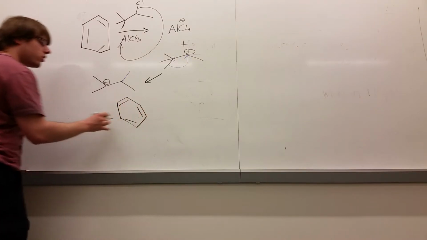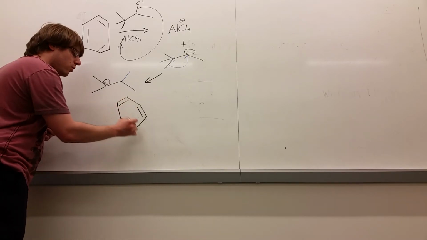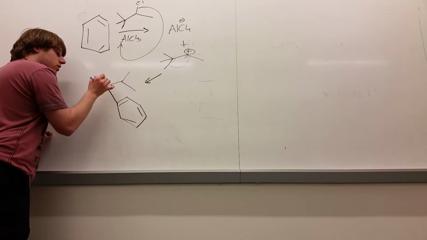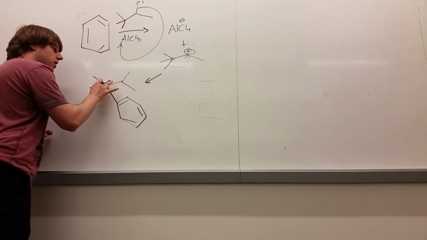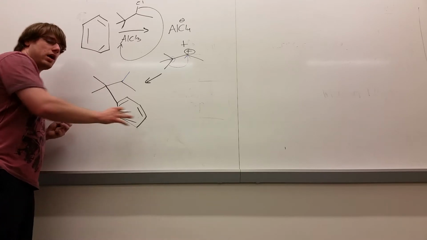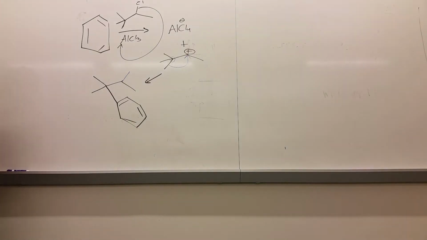Since there are no groups on this benzene telling me where things are going to be added, all of these carbons being equivalent, I can just draw a connection from this carbon to where that positive is, and erase the positive, and I know that this will be what my final product looks like. But now let's go through the mechanism of this to see how we get there.